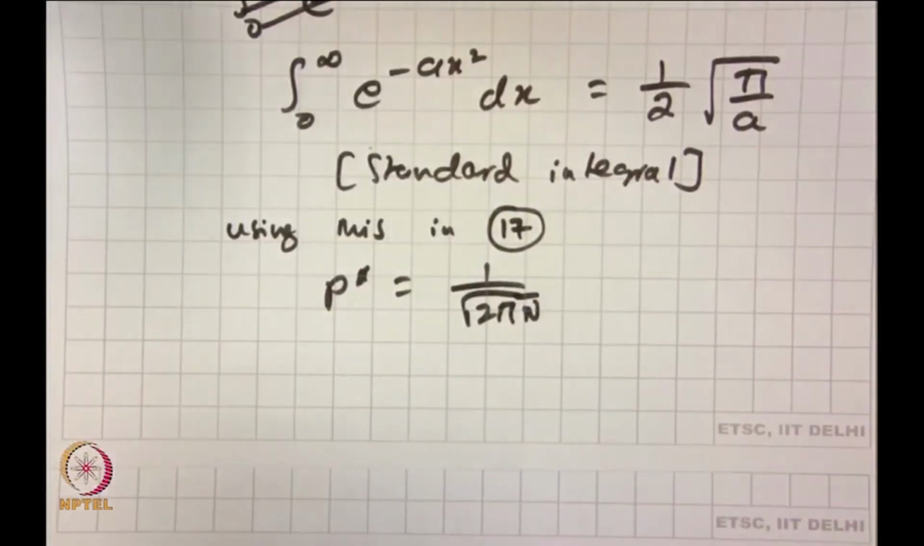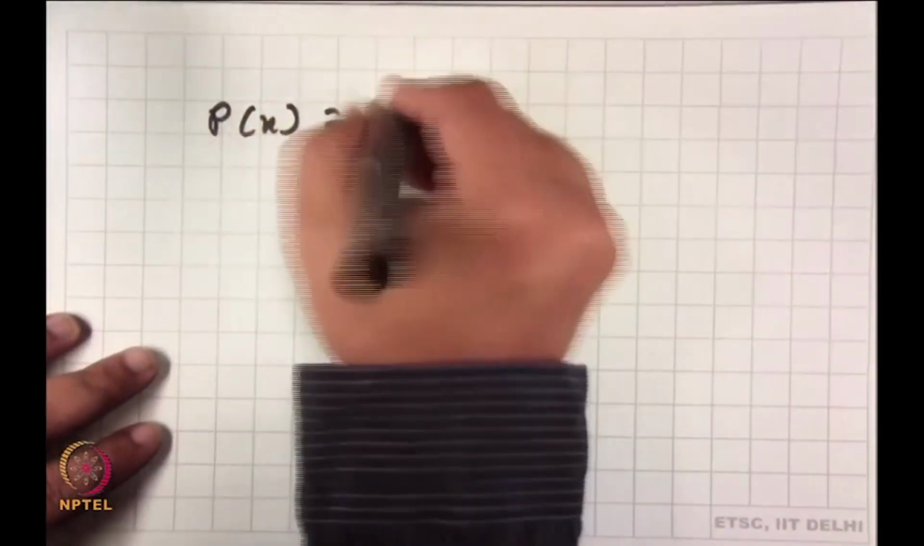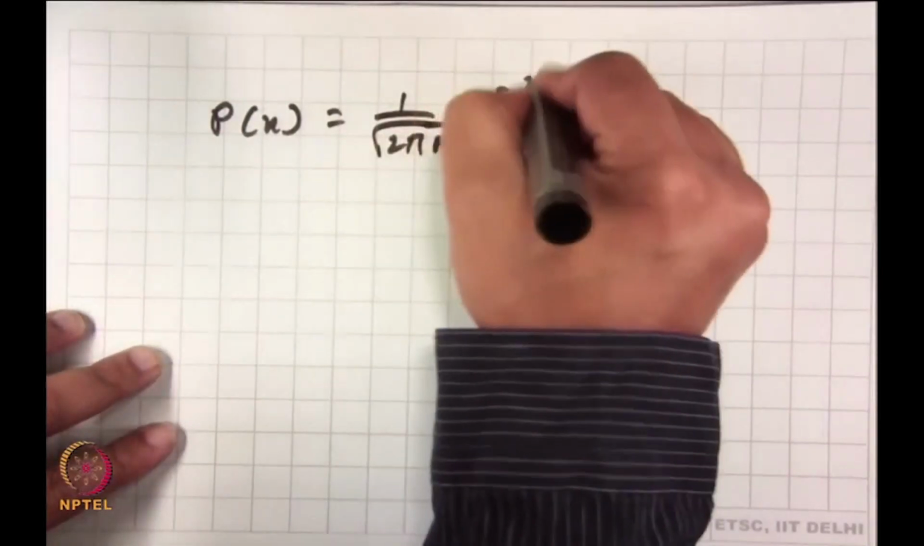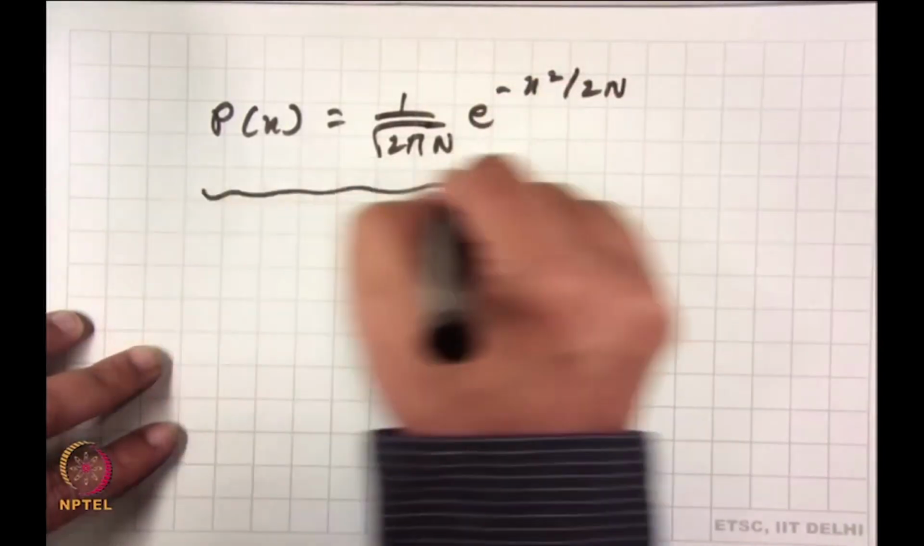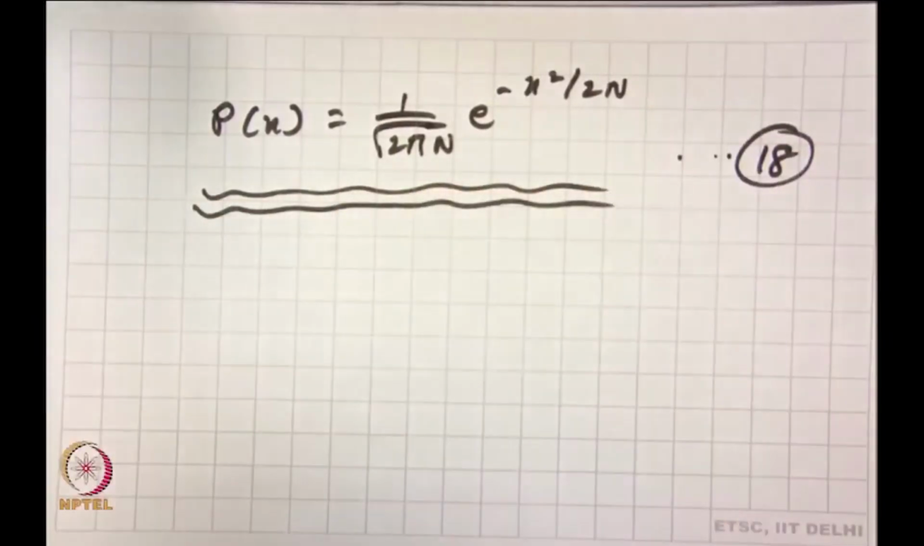Okay. P star is equal to 1 by root over 2 pi n, you can check, and therefore now you have P of x is equal to P star, which is 1 by root 2 pi n e to the power minus x square by 2n. So, this is equation number 18, and this is the probability distribution of a particle exhibiting random walk in one dimension, in this case the x direction.